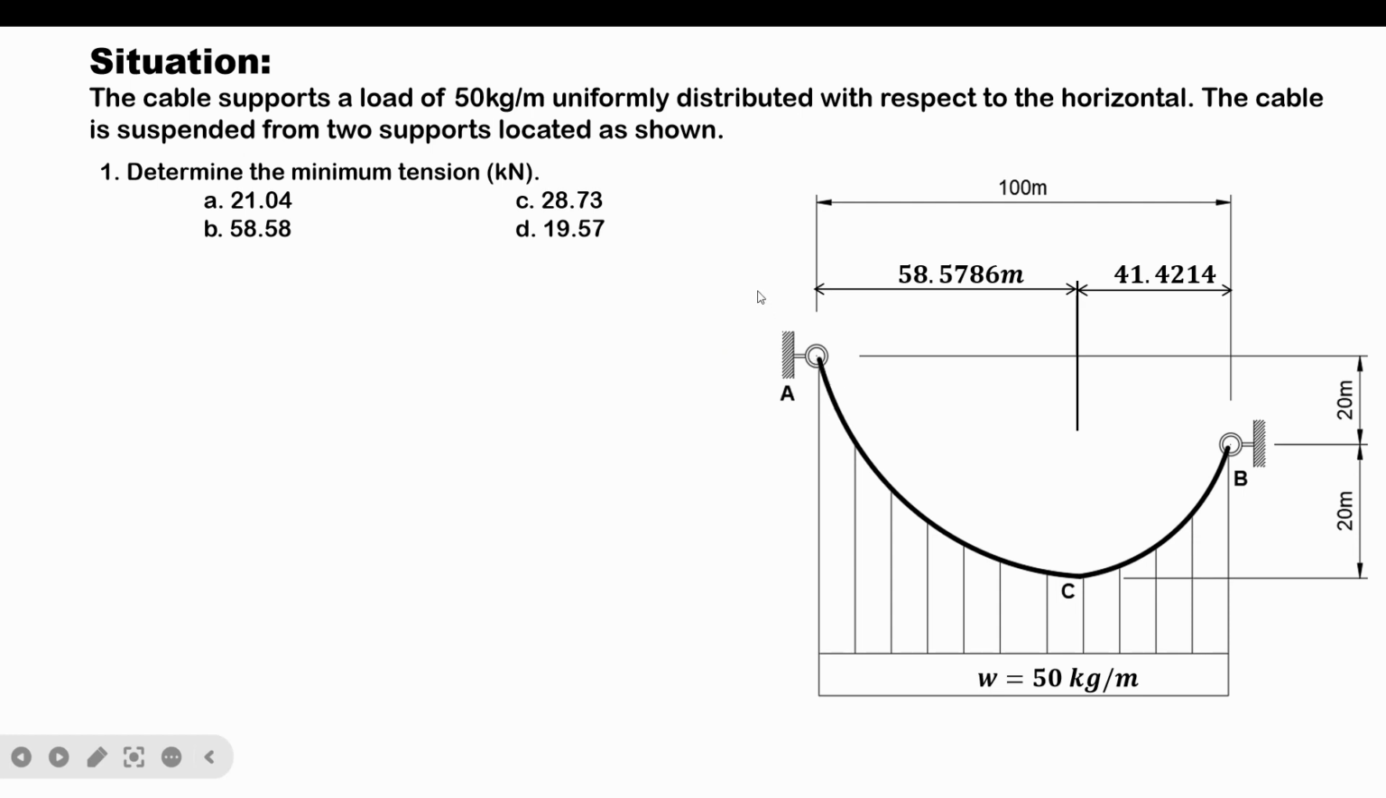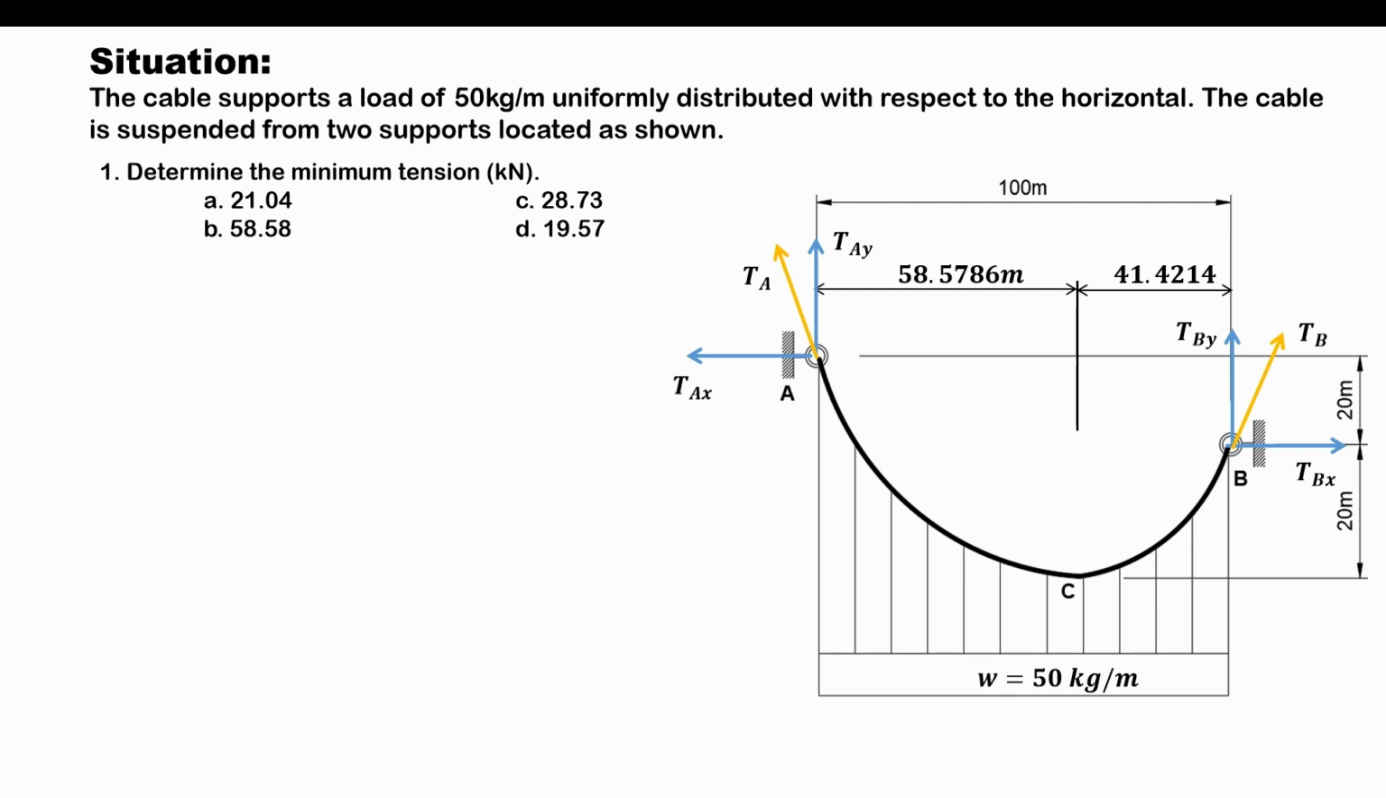At A, the tension at A will appear here, and for ease in computation, it is better to use its components. So let's convert it to its components. Let's say this is its horizontal component denoted as TAX, and this is its vertical component designated as TAY. The same way at point B, the tension at B will appear here, and let's also convert this tension into its components. So this is its horizontal component denoted as TBX, and this is its vertical component denoted as TBY.